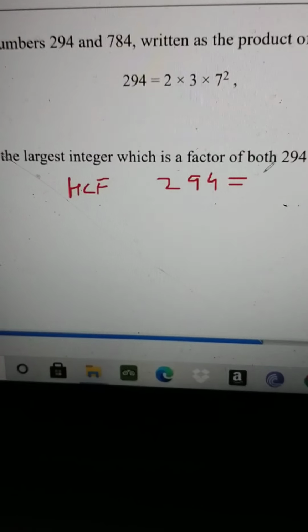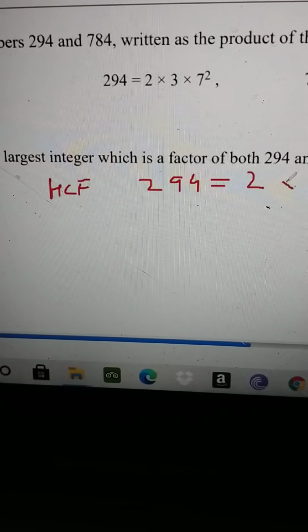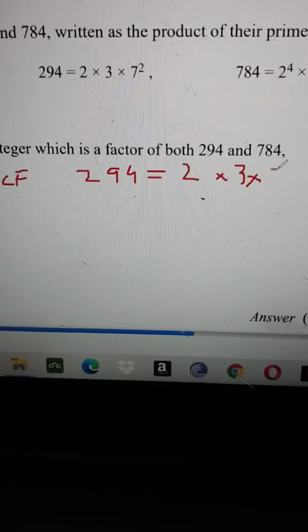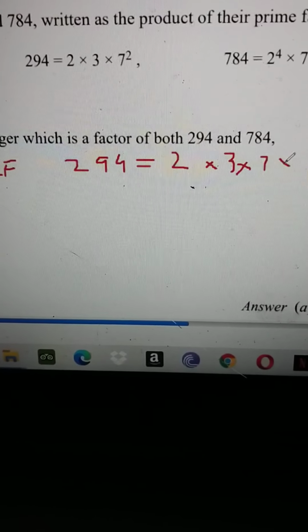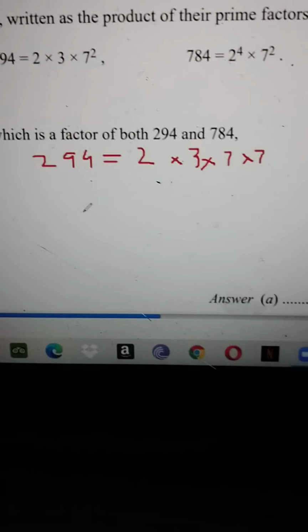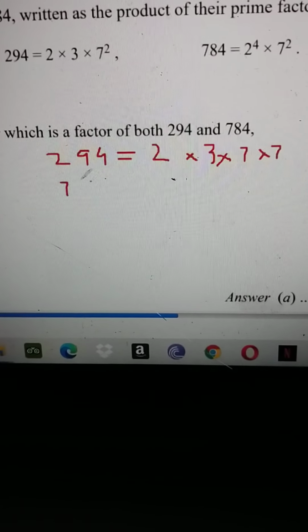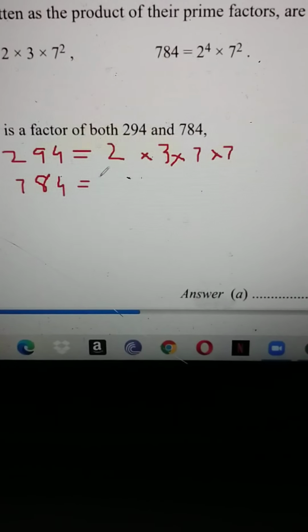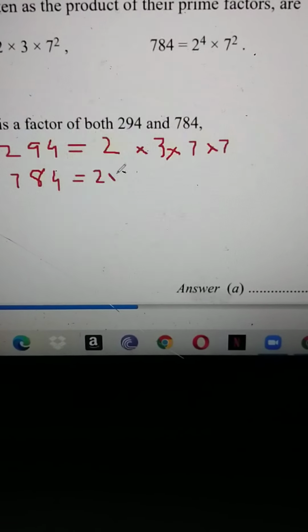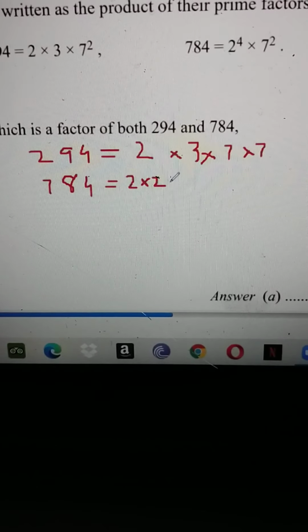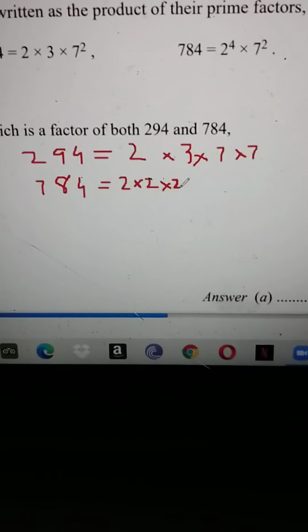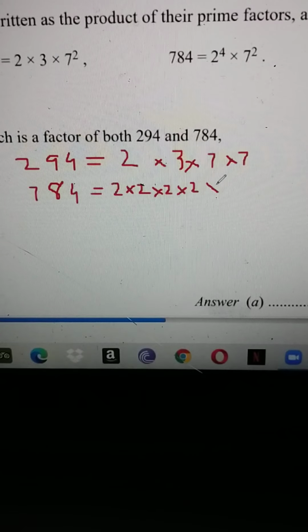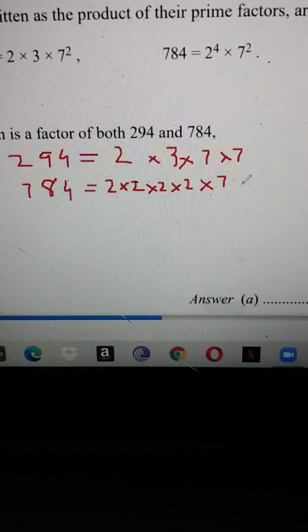We write down what is given, the prime factors. Seven square means 7 into 7, and then write down 784 and write down the prime factors. It is 2 to the power 4, so it is 2 into 2 multiplied by 2 and multiplied by 2. And there are 2 sevens, 7 into 7.